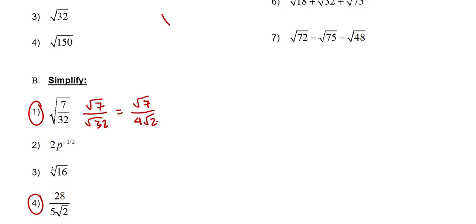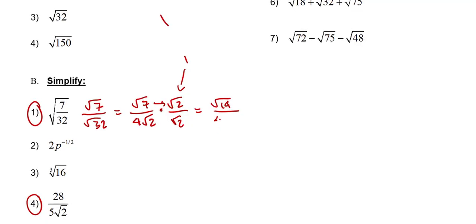And this is called rationalizing the denominator. So I'm going to multiply this by root 2 over root 2. I'm allowed to do this because this whole thing is equal to 1. And so I'm going to multiply it by 1, which is going to change what it looks like but not change the value of the final answer. So it's going to be square root of 7 times square root of 2, which is square root of 14. And then on the bottom it's going to be 4.